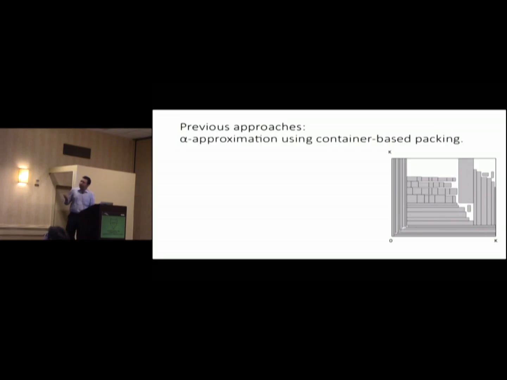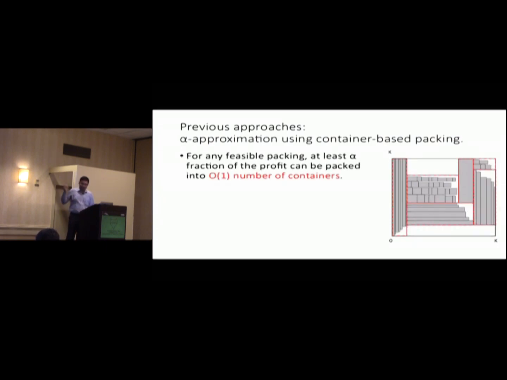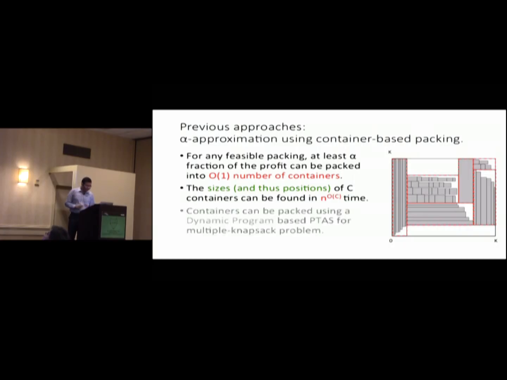So in the previous approaches, we start with an optimal packing or any feasible packing and show that we can remove some items and still preserve an alpha fraction of the profit, such that every item is packed in a container and the number of containers is constant. And if this happens, then we can guess the sizes of the containers as well as the positions in polynomial time. And then we can use a dynamic program-based scheme for the multiple knapsack problem to pack items inside containers.